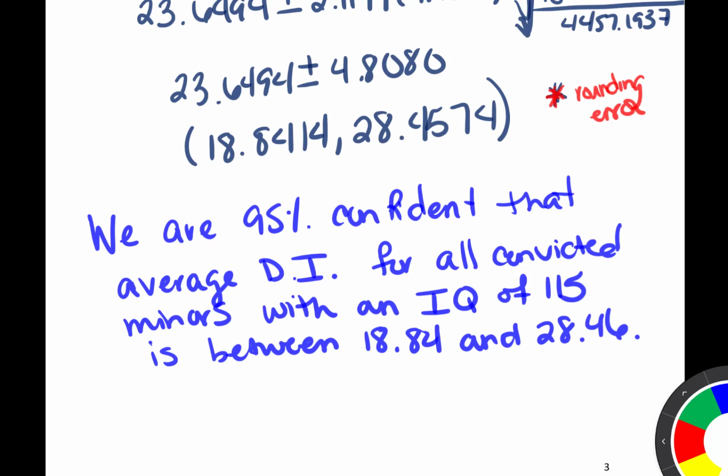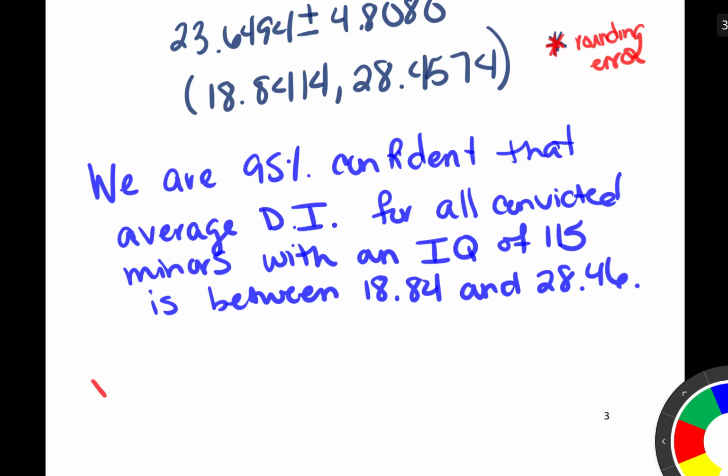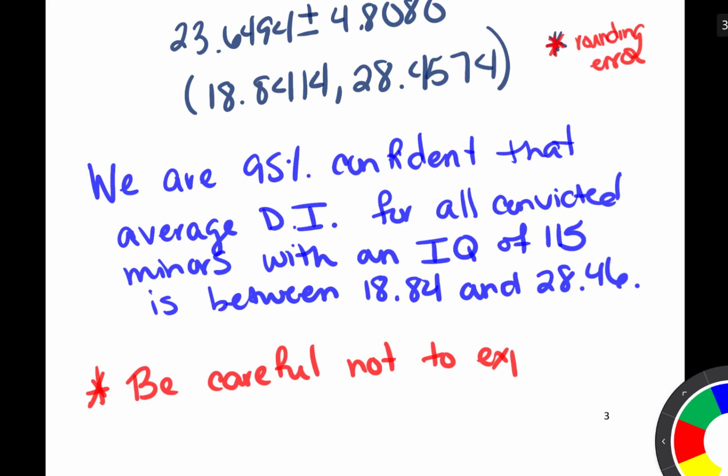Now in contrast, we could also look at a prediction problem. But one thing that I do want to make a comment on is always be careful not to extrapolate. So the reason that we could find this confidence interval at 115 is because that is within our range of IQs that we have observed data for. So make sure whenever you make these intervals that you are looking at X values that are within the range of your observed data. So again, this was an estimation problem.